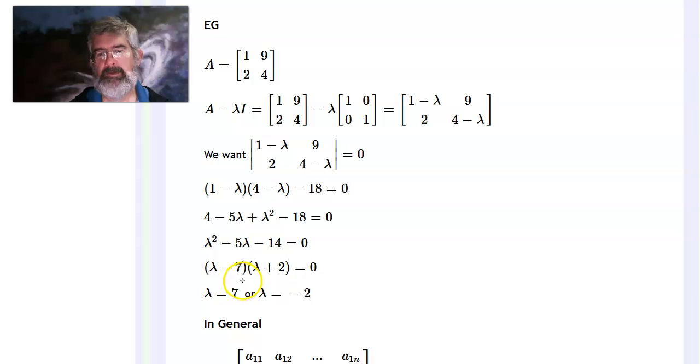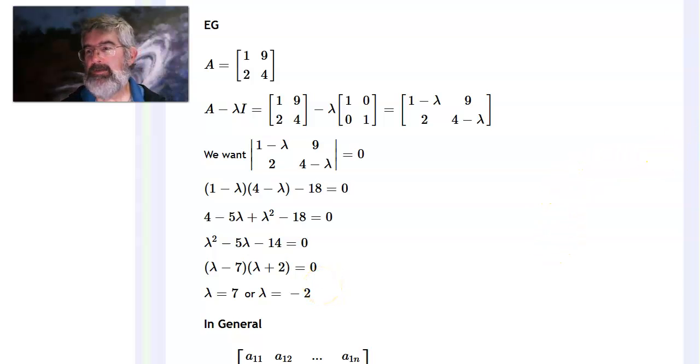I think I can factor that. Yes, I can. Lambda minus 7 and lambda plus 2 equals 0. So lambda equals 7, lambda equals minus 2. If I didn't see how to factor it, I could, of course, use the quadratic formula. And so I have two eigenvalues for this matrix. One of them is 7, and one of them is minus 2.